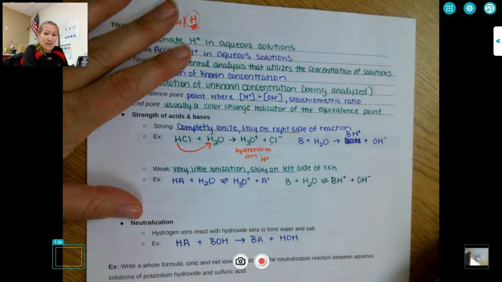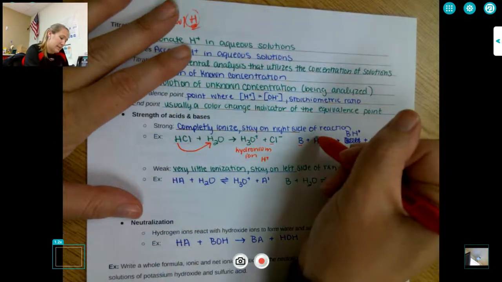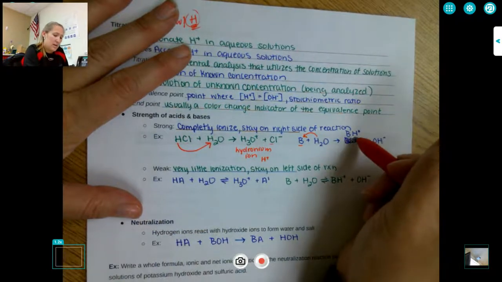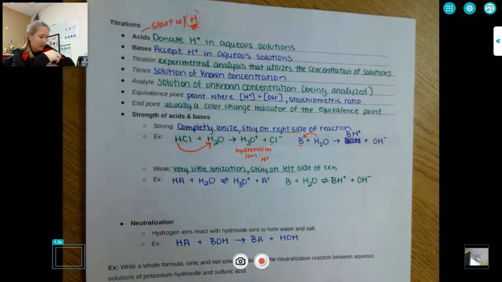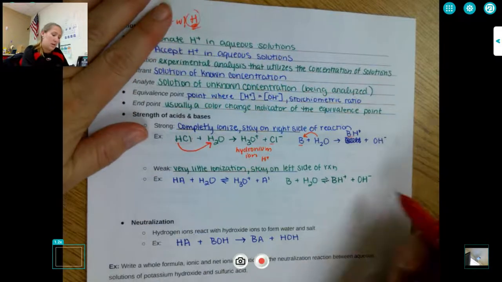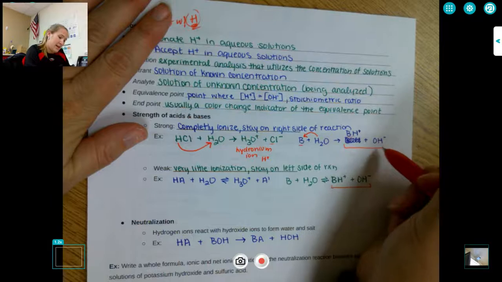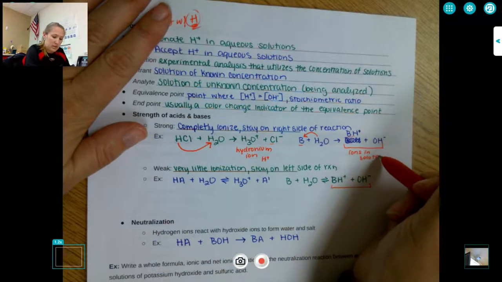If I had a strong base, so if B is my base, that's going to accept a hydrogen from water and become BH plus. So the hydrogen ion is going to go there. And then I'm going to have my hydroxide ion left by itself. But I totally have ions now. I have ions in solution. So it's important to note.